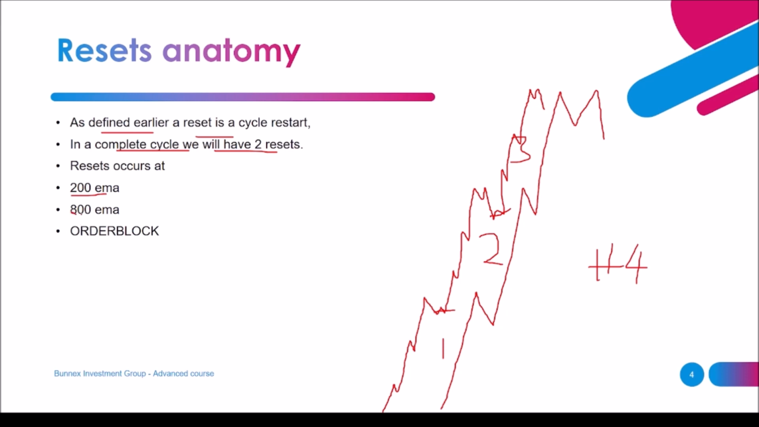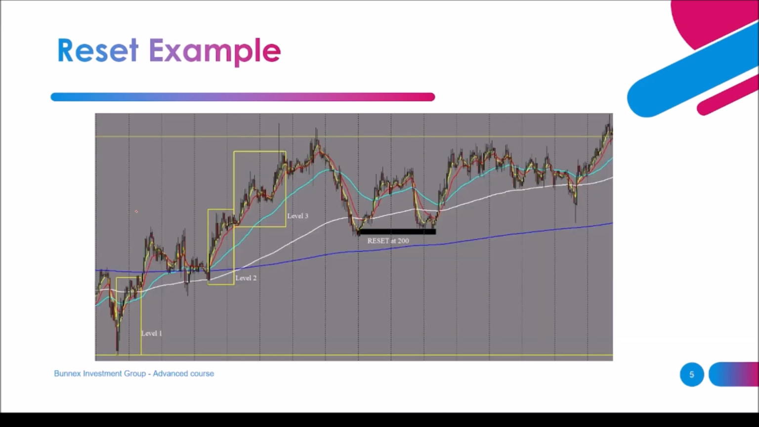Resets will also occur at the 800 EMA as well as on order blocks. So let's see how they occur on each region that we have mentioned. Here's a reset example on the 200 EMA. After we had level 1, level 2, and level 3, we can see that the market came back to the 200 EMA to reset.